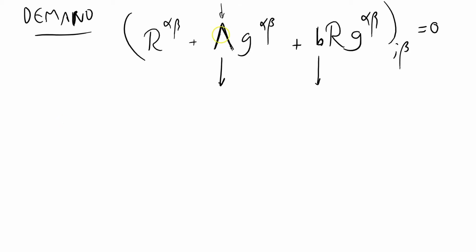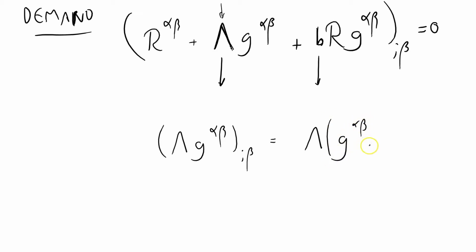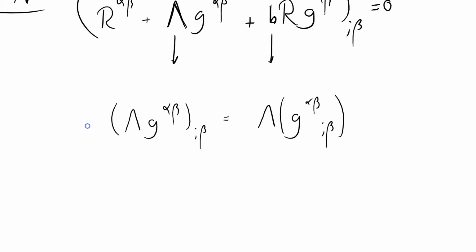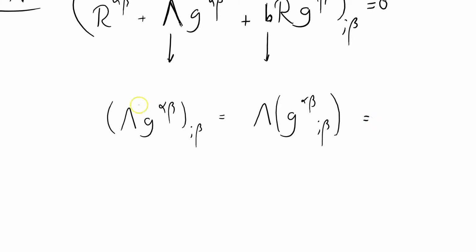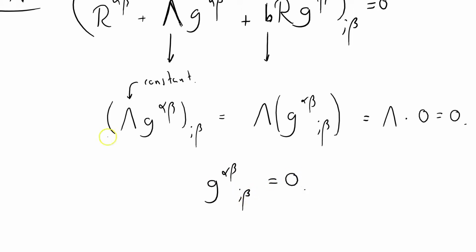Well, let's have a look at this one first because it's easiest. Let's have a look at this alpha beta. Well, I'm just going to make the observation that that equals that times g alpha beta semicolon beta, because it's a constant. This is a constant. Equals lambda times 0 equals 0, of course. Why is that? That's because the covariant derivative of the metric tensor is identically equal to 0.